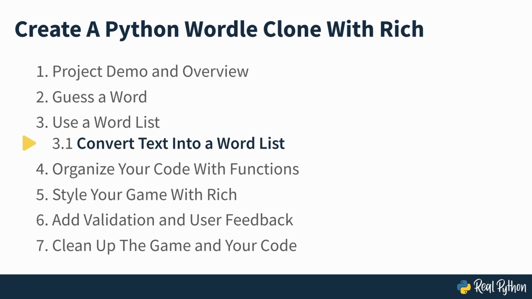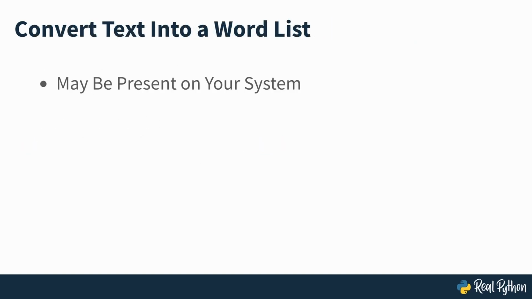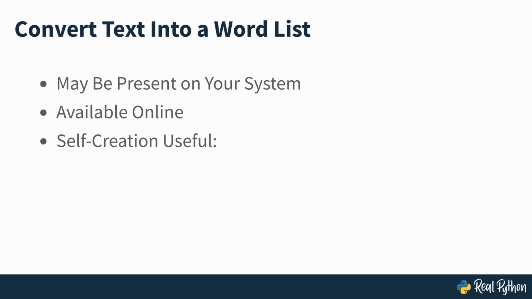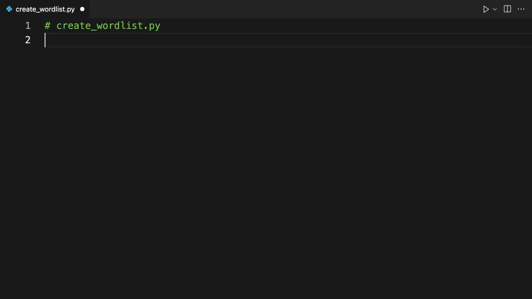Convert text into a word list. You probably already have a word list on your system, and you can download word lists online. But for flexibility and control, you may want to create your own. This allows you to create special, themed word lists containing programming-related terms, city names, or non-English words, amongst many other options. You'll create a script that converts any text file into a nicely formatted word list that you can use in your Wordle clone. Add a new file named createwordlist.py to your project with the content seen on screen.